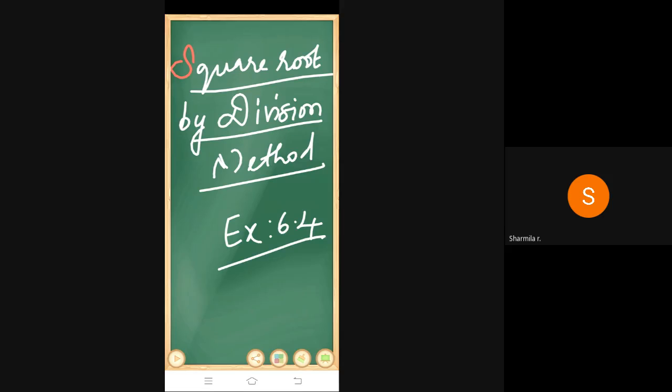All of you take the page number. I don't have the page number. Exercise 6.4, first question. I'm having only the questions with me. So find the square root of each of the following numbers by division method.